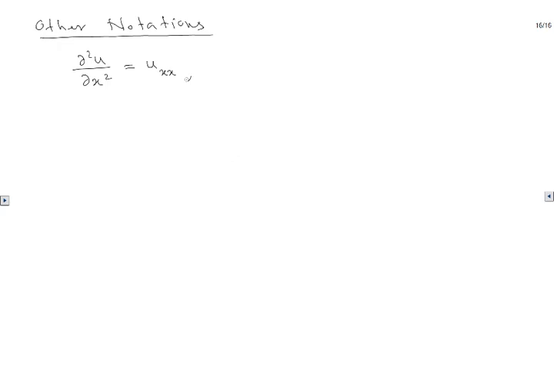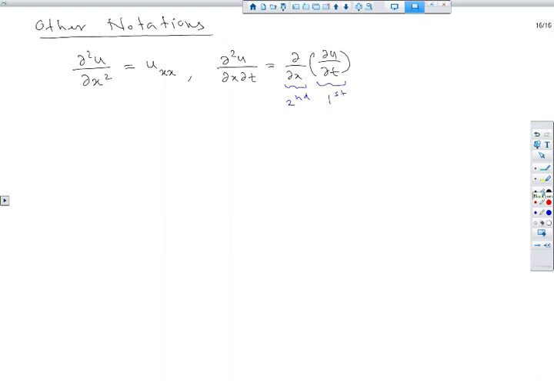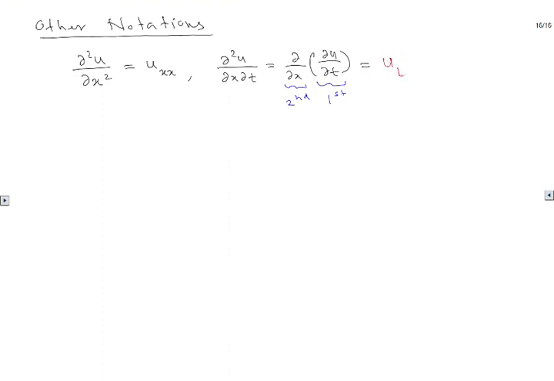But what if you have a mixed derivative, like ∂²u/∂x∂t? We know that this is ∂/∂x of ∂u/∂t. So which one do you do first? This is the first one, and that's the second one. Order matters in general. So we write this one as u_tx: you do the t first, and then x. T comes first, so you start with u and go outward. So that's the order.